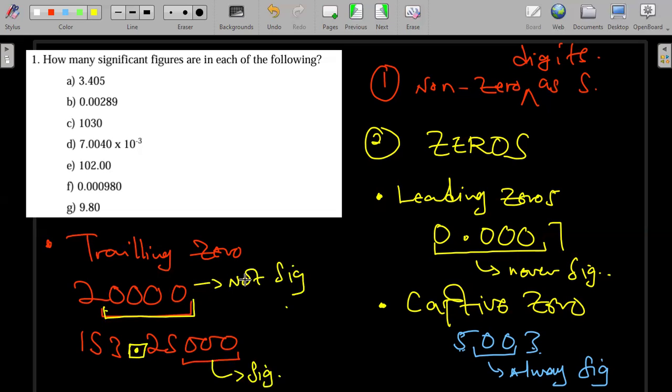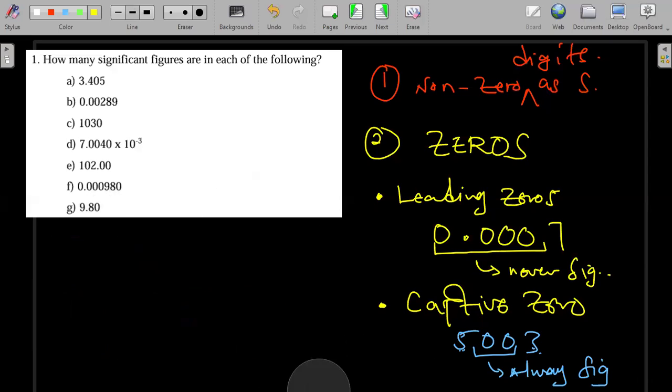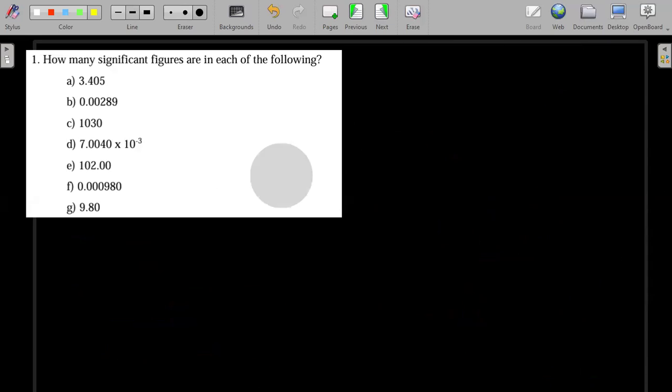Okay, so these are basically the rules that you follow when you are identifying how many significant figures are in each number. Any questions there on the rules that I've explained before we do some questions? Okay, amazing, no questions. So when we'll be identifying the number of significant figures, we'll be following these rules here. Okay, so let's do some of these here.